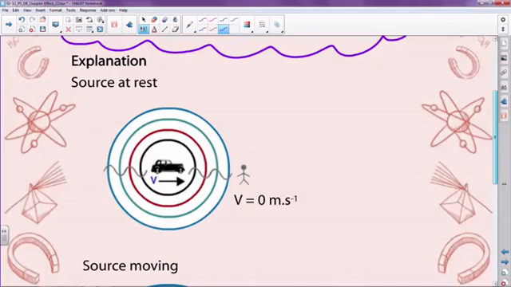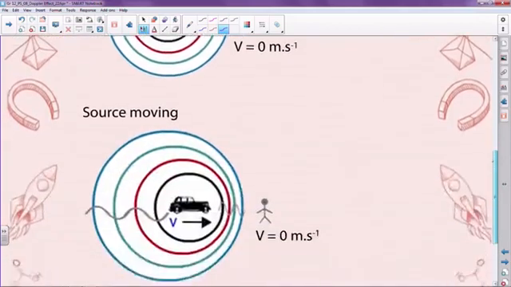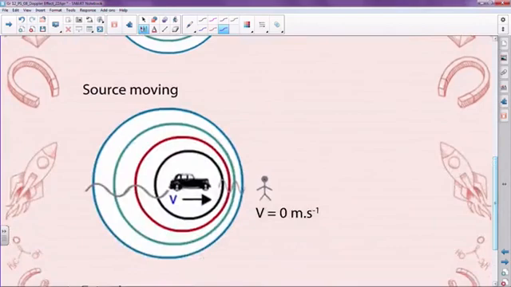But if now the source starts to move, this is what happens: the wavefronts look like they bunch up on each other in front. So now here I've got the ambulance moving to the right, towards my person. Okay, so it's going in that direction.